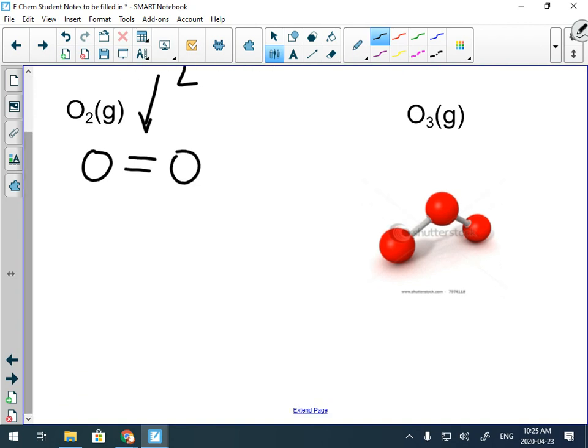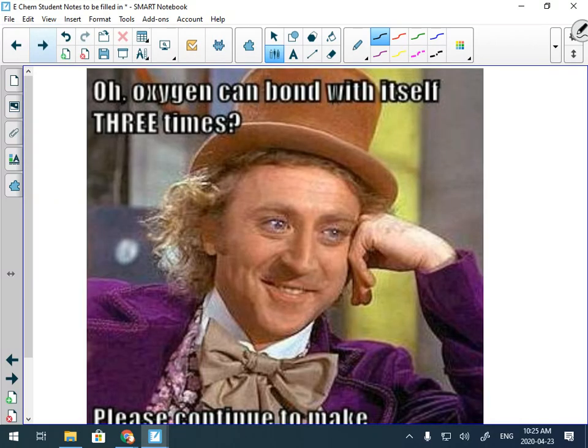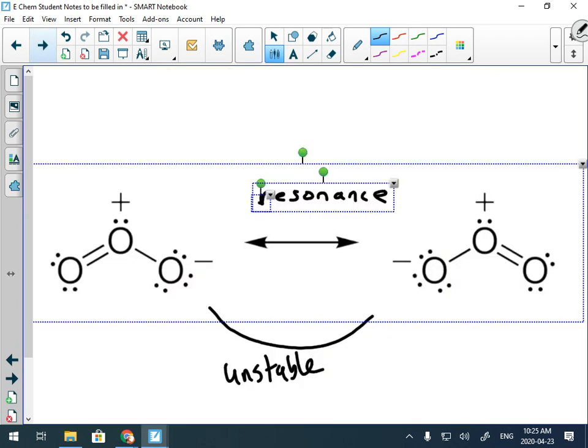But ozone is super weird because ozone actually looks like this. Ozone has 1.5 bonds, not 2. Okay. You're going to be even more frustrated when we get to the bonding unit. So oxygen can bond with itself 3 times? Yeah, okay. And that's because of something called resonance.